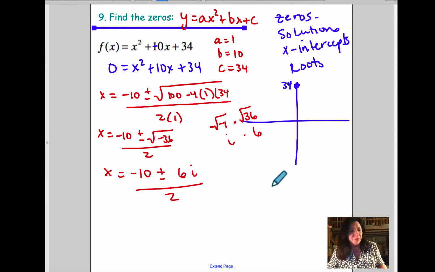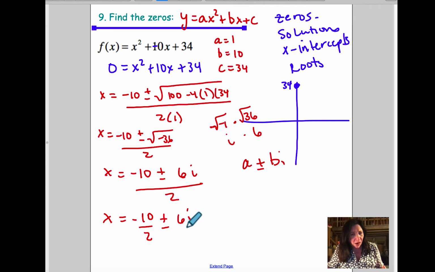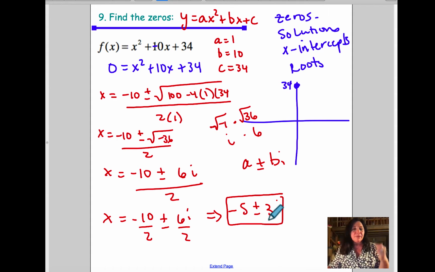Now, I will be frank with you guys, most of these problems should be put in what we call a plus or minus bi form, which means that you're separating them out. Thankfully in this problem, I can cancel out, see that 2? So this is what I'm talking about. This would be negative 10 over 2 plus or minus 6i over 2. See how I split those up? That's what I'm looking for, and that's what you're going to see on the test. So this is going to look like negative 5 plus or minus 3i. And so this right here would be my solution.